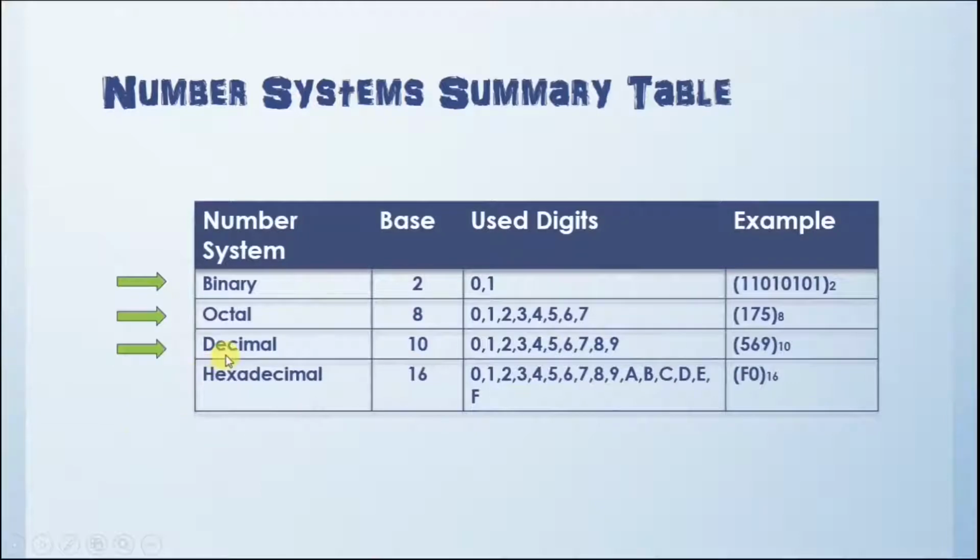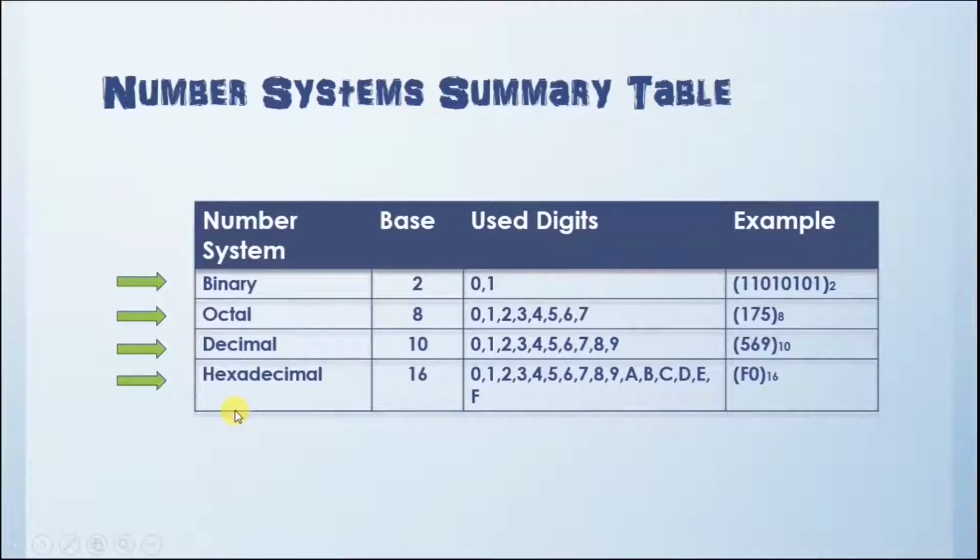So the next number system is decimal, which has the base 10, and the digits used in this number system are 0, 1, 2 till 9. As you can see this number 569, which is the example here, each digit lies between 0 till 9, and we cannot use digits that are greater than 9, as the number does not remain decimal anymore.